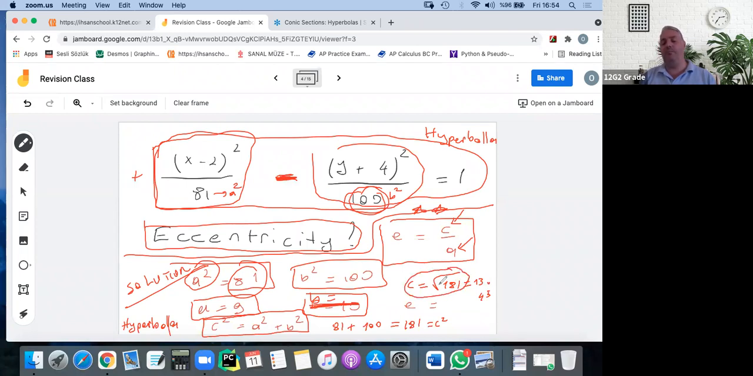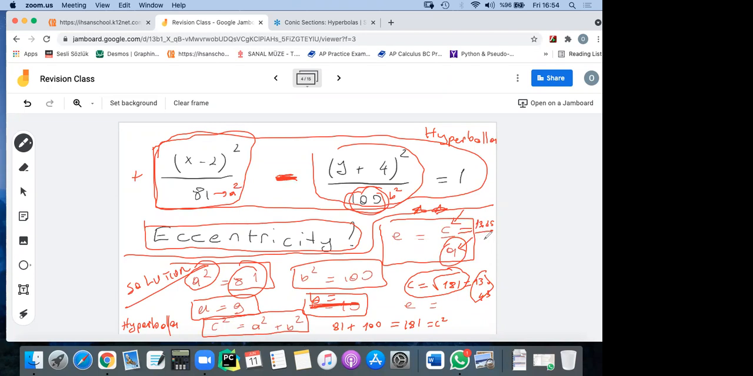So multiple choice, check it. If square root of 181, yes, or decimal number. So it totally depends on how the question is prepared. It could be given in this form or it could be given in this form. Anyway, I'm finding 13.45. So I'm writing here 13.45 divided by A. So what is A? A is 9. So that's the answer.